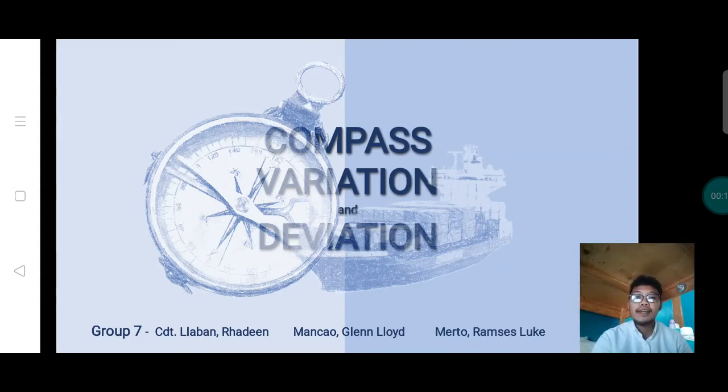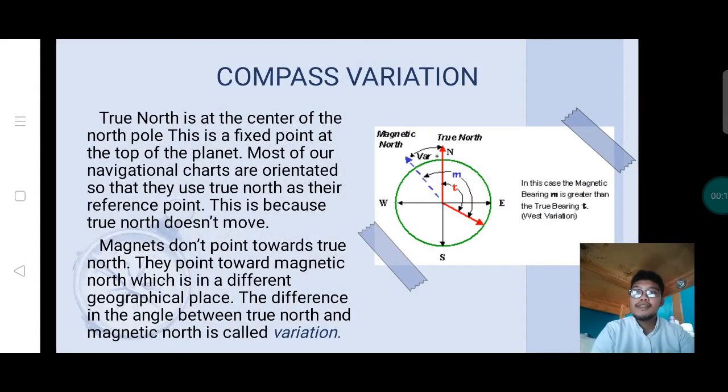Decadet Mancao and Decadet Merto. So I'm here to discuss compass variation and deviation. So first, let me explain how variation works.